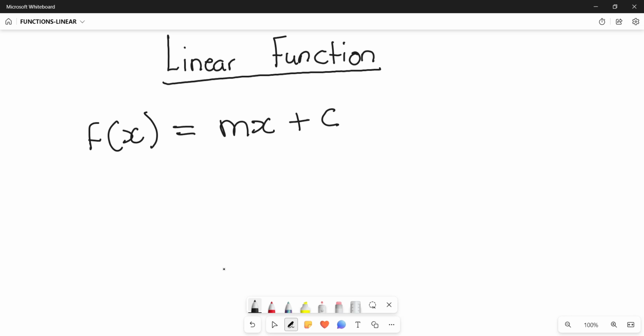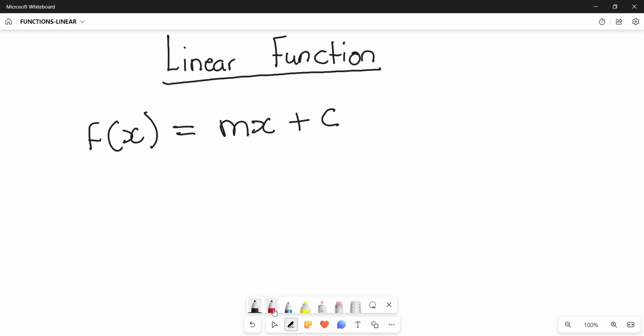In this video, I'm going to discuss a linear function. In the previous video, I did a brief introduction to functions. Now in this video, I'm going to discuss a linear function. The basic standard form for a linear function is f(x) = mx + c.